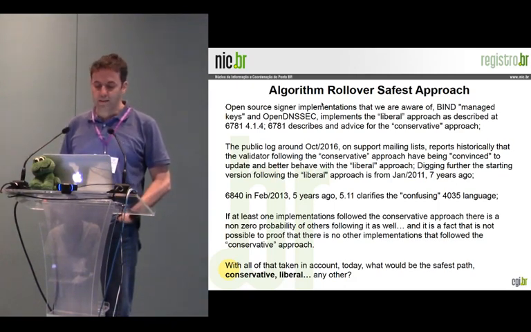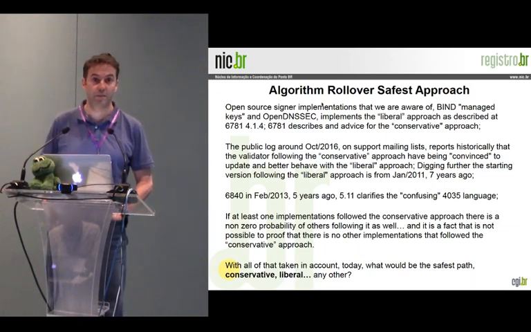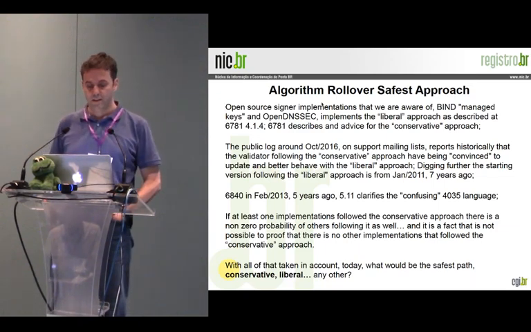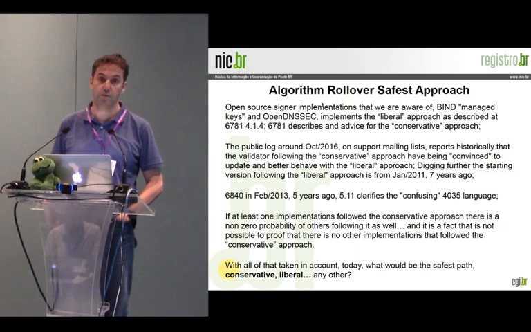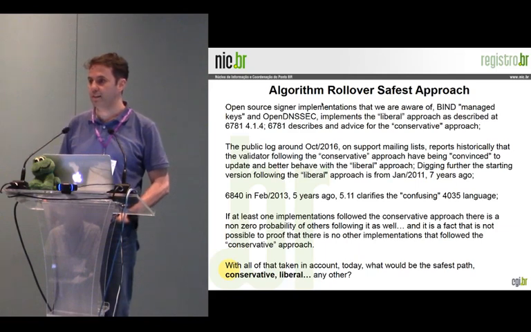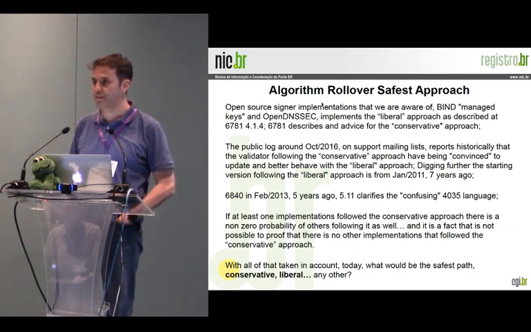But we have that logic telling us that it's impossible to prove that nobody implemented the conservative approach. So all this boils down to what is the safest way to algorithm roll a zone. So I think I did it in less than 5 minutes.